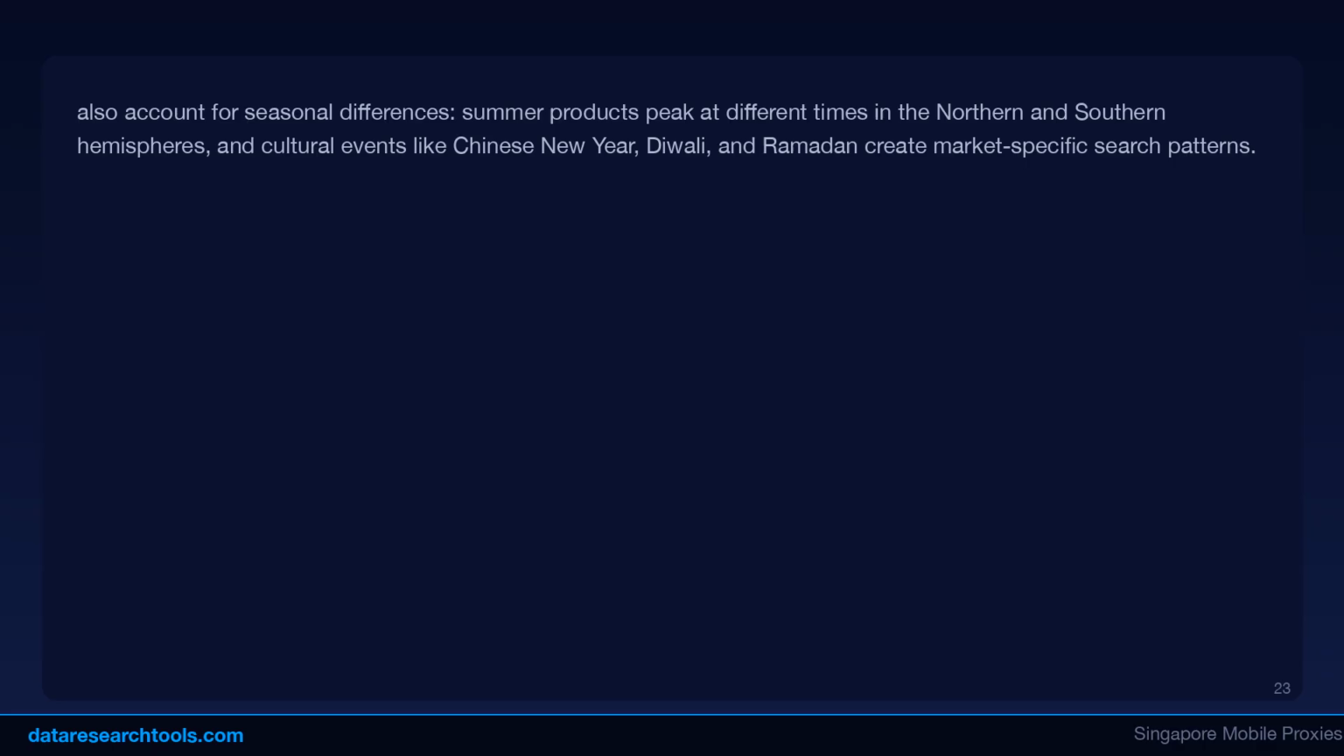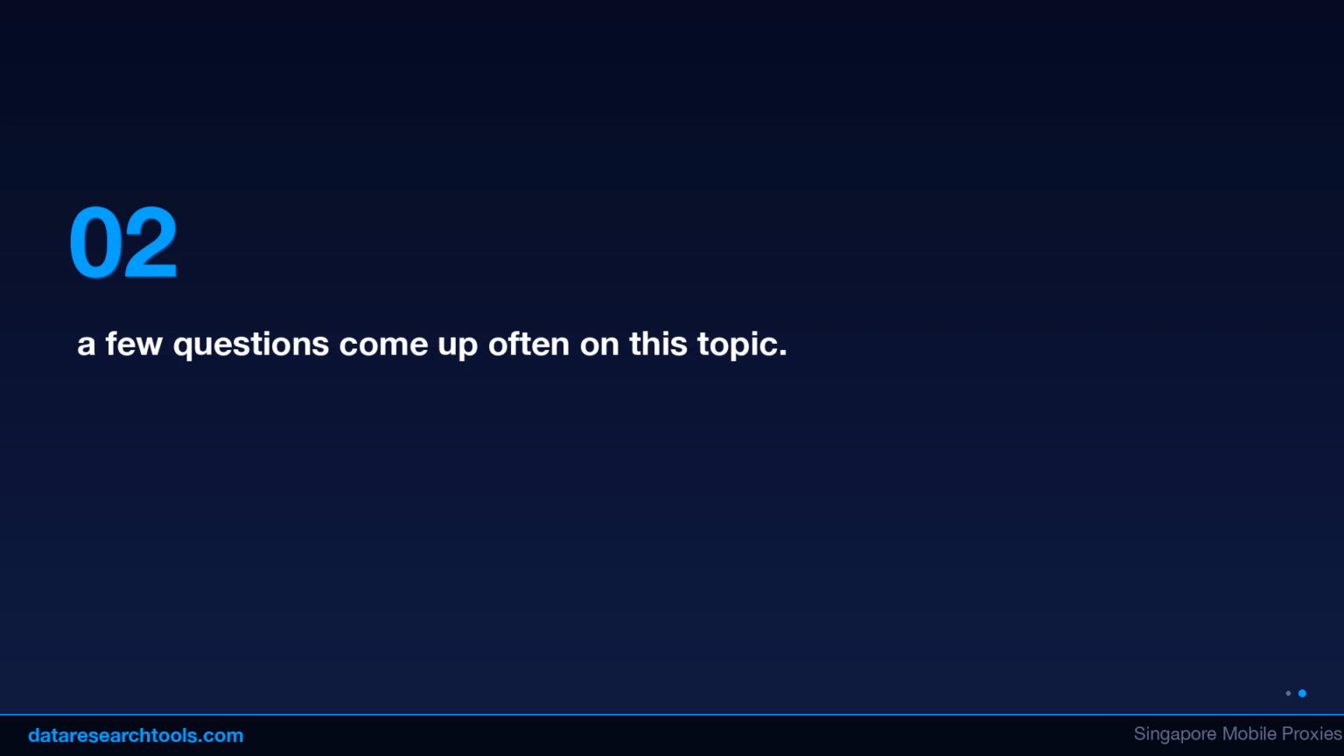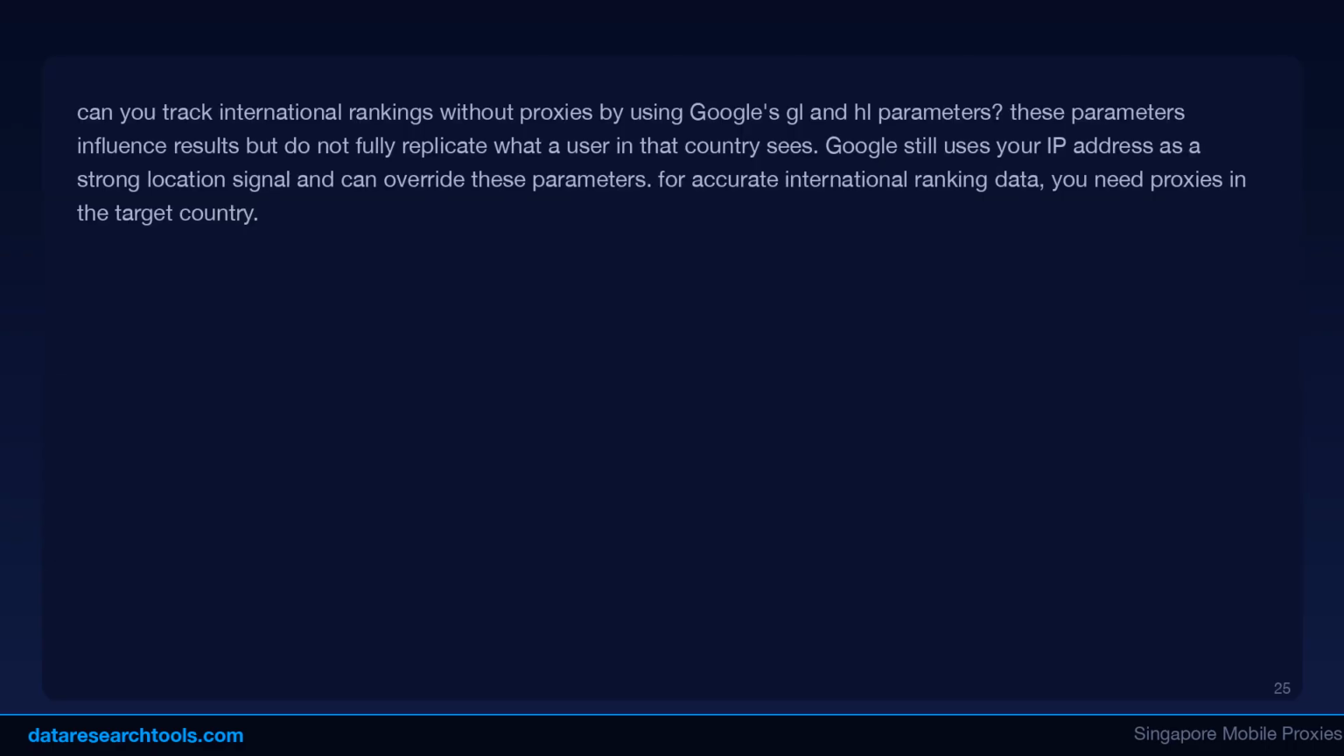A few practical tips: start with your top 3 to 5 highest revenue markets instead of trying to monitor 30 countries at once. In each market, identify the top 5 to 10 local competitors who may not appear in your primary market at all. Google shows different search features in different countries. So featured snippets, people also ask boxes, and local packs vary significantly by market.